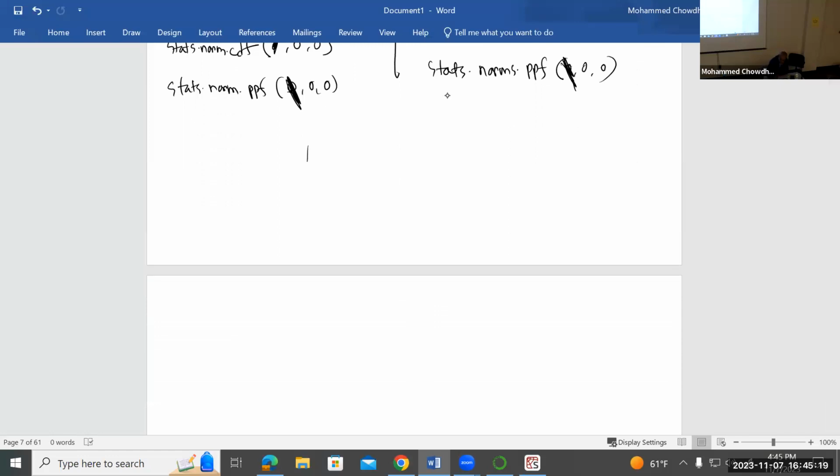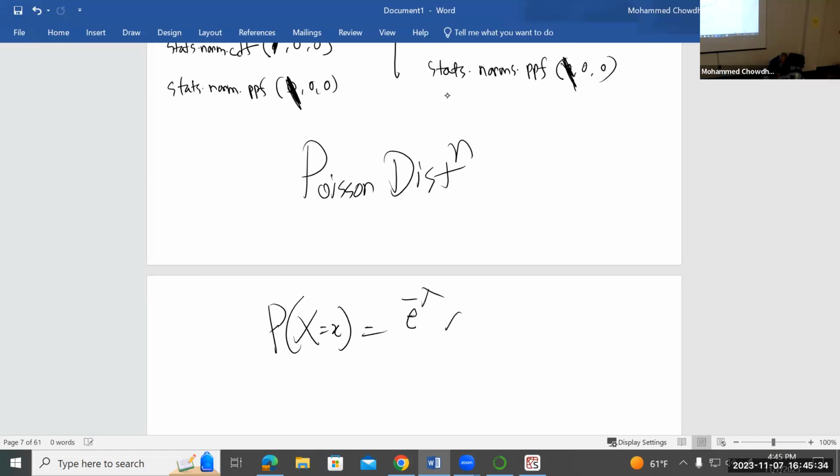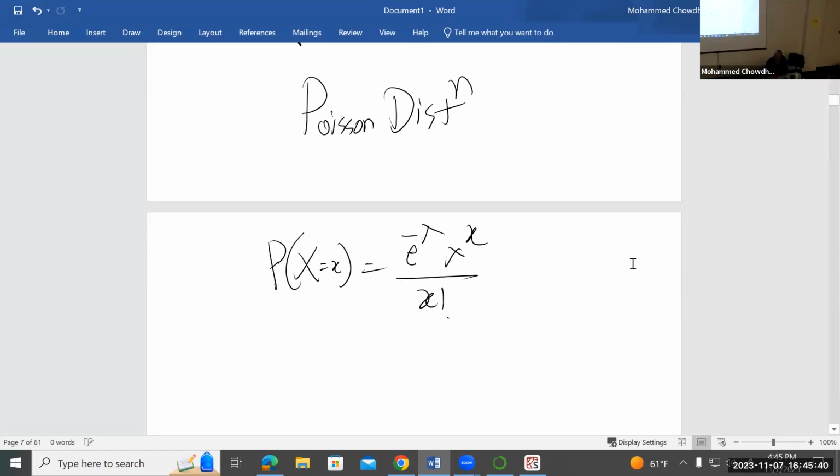Poisson distribution. Its mathematical format is like this: P(X = x) equals e to the power minus lambda, lambda to the power x, over factorial x. This is the mathematical formula of the Poisson distribution, which takes values 0, 1, 2 up to infinity. Clear, right?